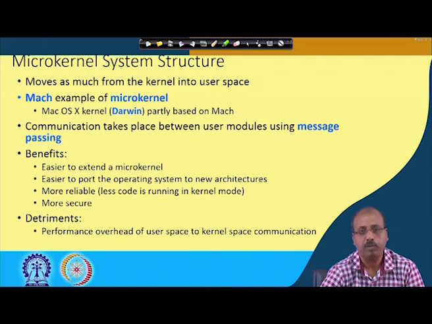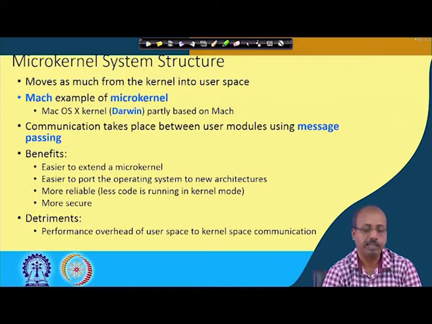Now, if most of the functions are moved to the user space, then this kernel switching will not be required. So, the process blocking will be less. Mach is an example of microkernel. The Mac OS X kernel is partly based on Mach. Communication takes place between user modules using message passing. So, this simple message passing mechanism is used for communication between modules.